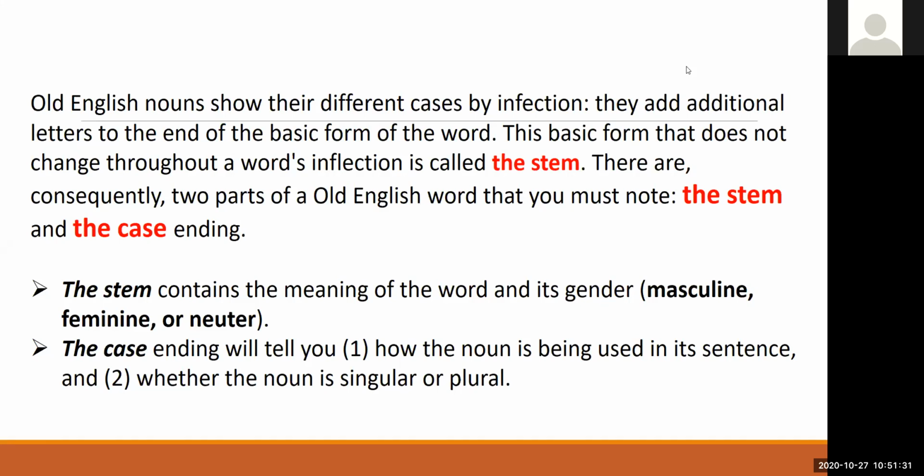The case ending will tell you how the noun is being used in its sentence and whether the noun is singular or plural. And the third one is whether the noun belongs to nominative, genitive, masculine, feminine, or neuter genders.